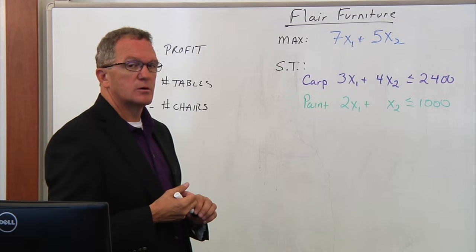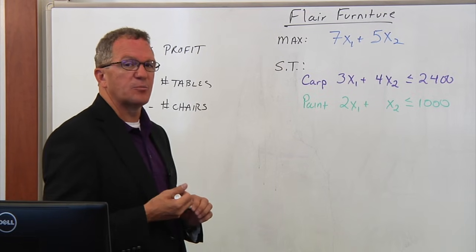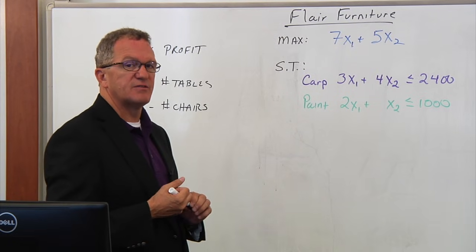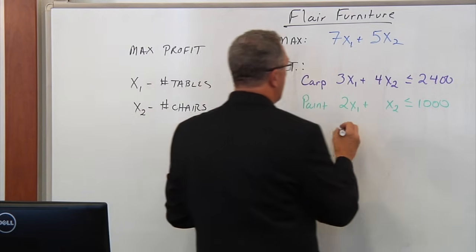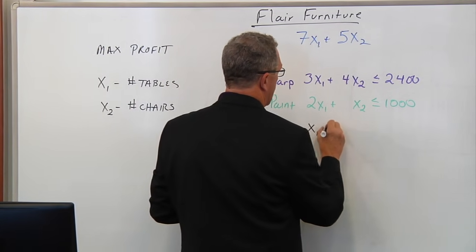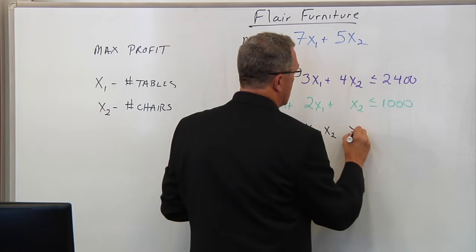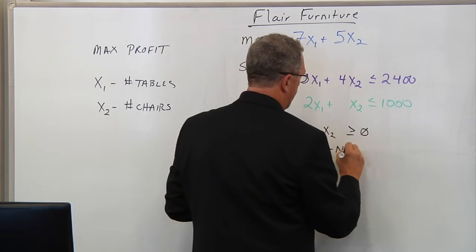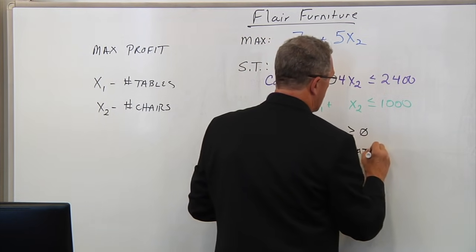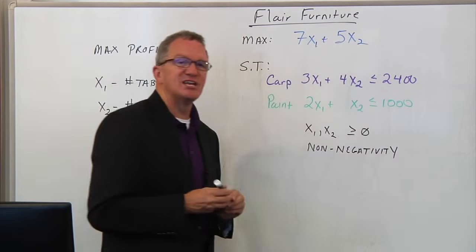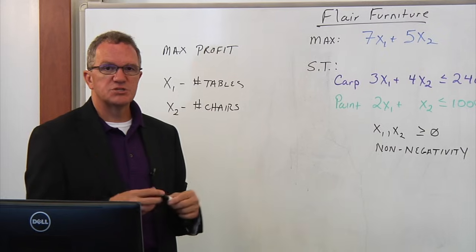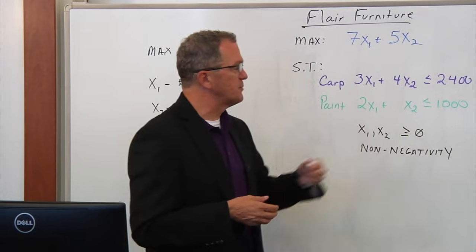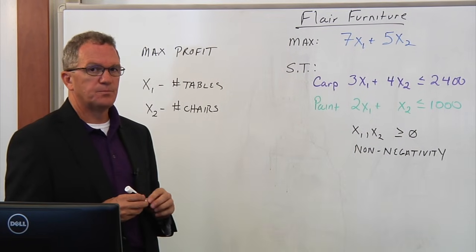Now we have one more constraint that is inherent to every problem. If you go back to our assumptions, we have non-negativity. That means that all values for x1 and x2 must be greater than or equal to 0. This is called non-negativity. And what it means is I cannot build a negative number of tables or chairs. So these values must be greater than or equal to 0.